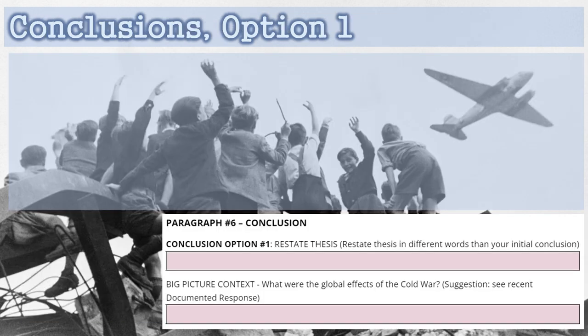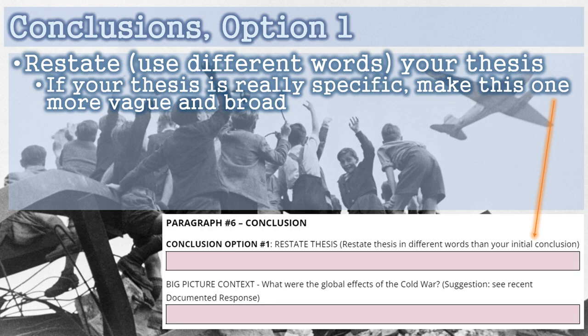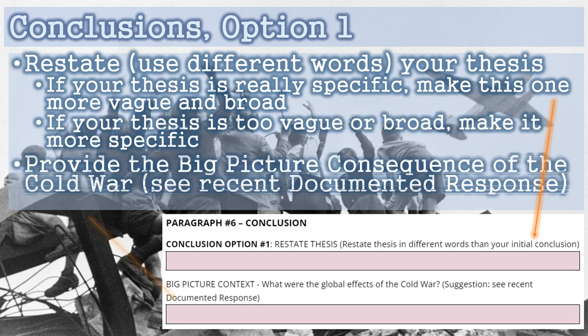Finally, you want to conclude. The way that you would conclude is to restate the thesis in different words. If your thesis is really vague at the beginning, make it more specific. If it's really specific, make it a little bit more broad, so you're discussing the big picture events. And lastly, you want to end with providing the big picture context.